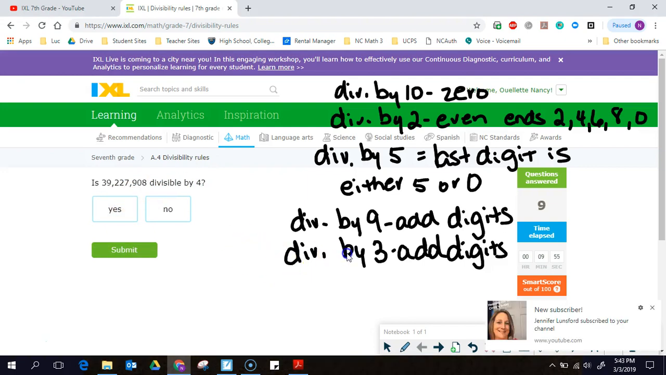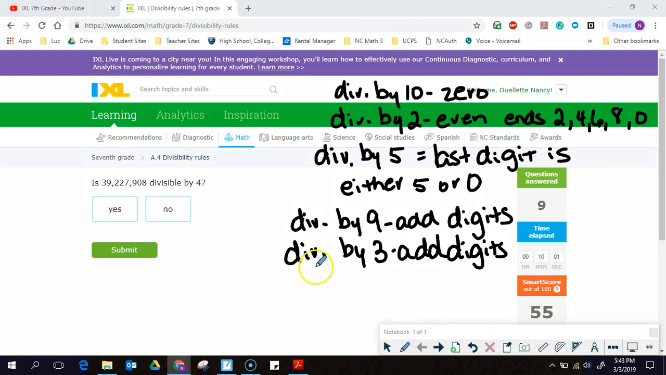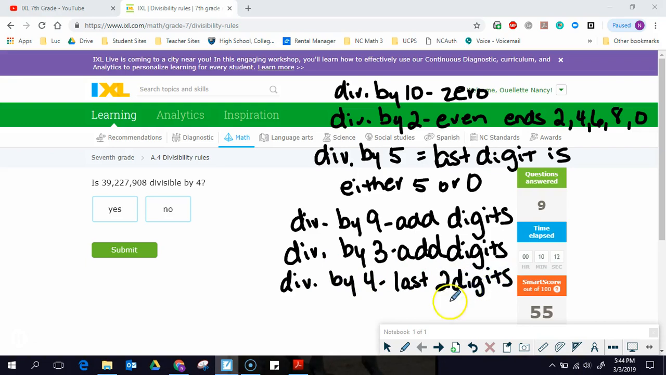4 is one of my favorites because it's the easiest. 4, let's see. How do I say this? Look at the last 2 digits. If the number that's formed by the last 2 digits is divisible by 4, then the whole number is divisible by 4. So we need to look at the 0 and the 8, and the number that's formed by those is just 8. 8 is divisible by 4, so this whole big number is divisible by 4.